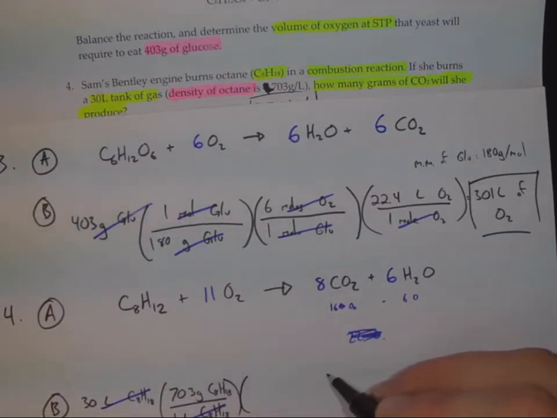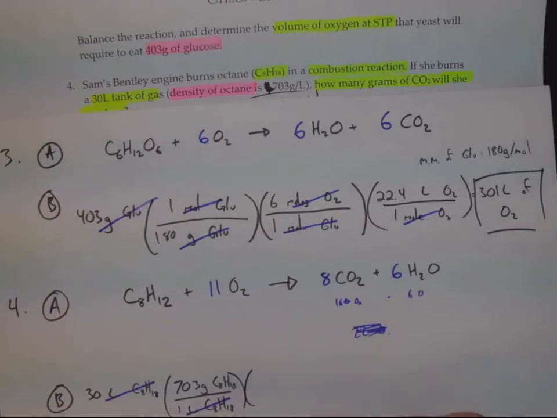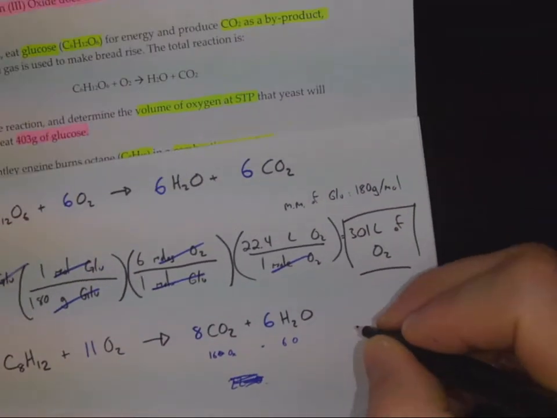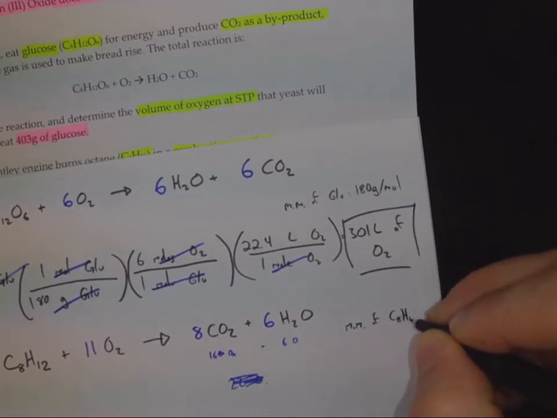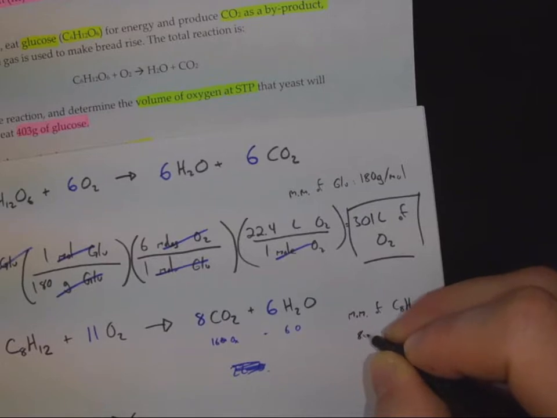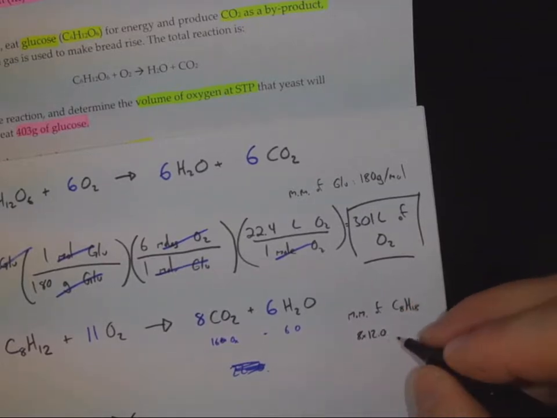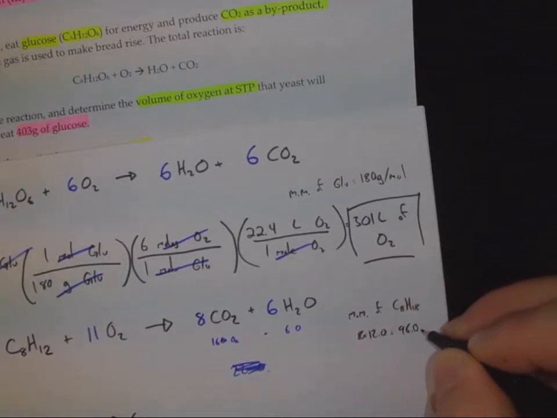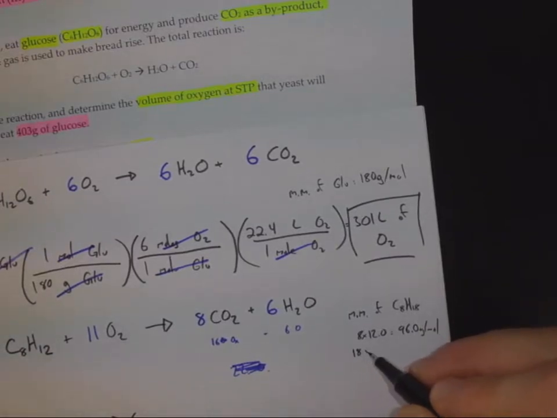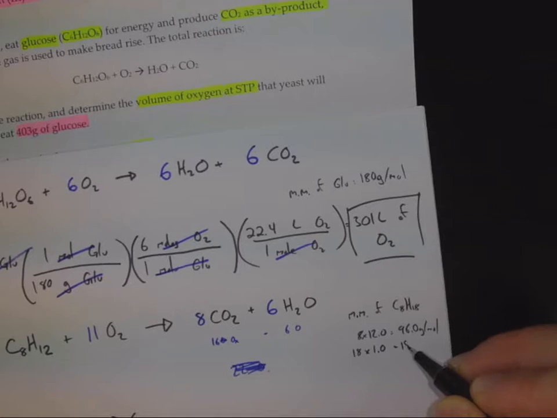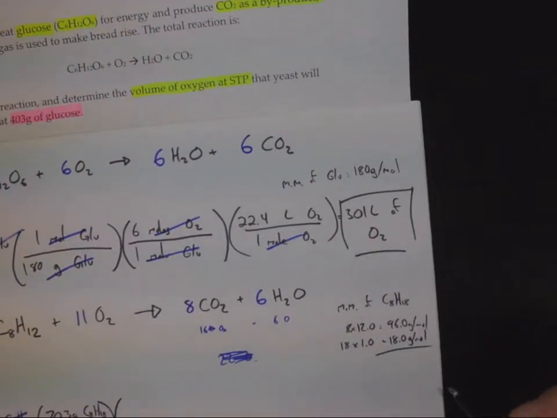So we need to find the molar mass of octane. Okay, great. So the molar mass of octane, C8H18, means we'll have 8 times 12.0 for carbon, so that'll be 96.0 grams per mole. And then hydrogen is going to be 18 times 1.0, which is 18.0 grams per mole. And when we add those together, what do we get?